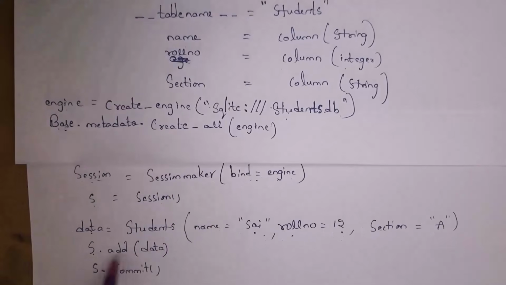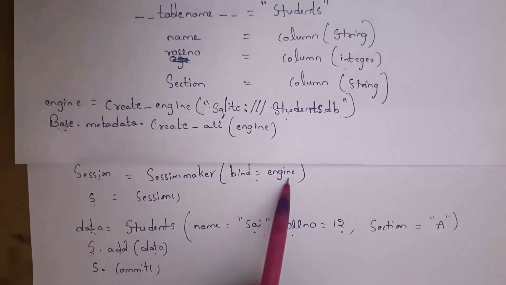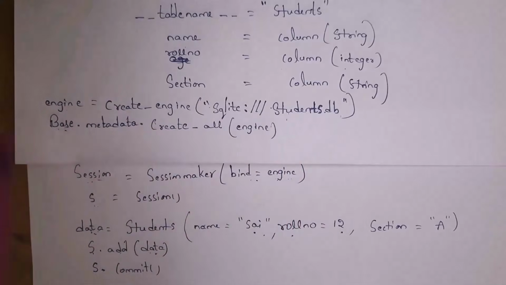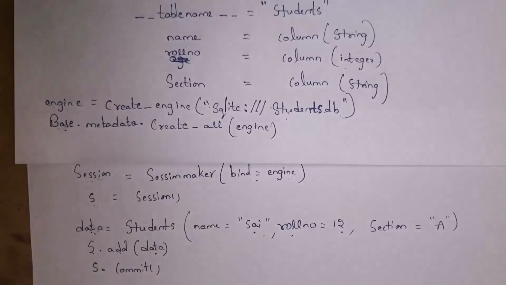So whenever I run this line of code, whatever the data that is present in variable data, this data is passed to variable s. S is nothing but session. Session contains engine. So this data is passed to engine. Now this engine contains students database. So data is passed from engine variable to students database. Now data is stored in students database. This is create operation. Next, similarly we will perform read operation, update operation and delete operation.